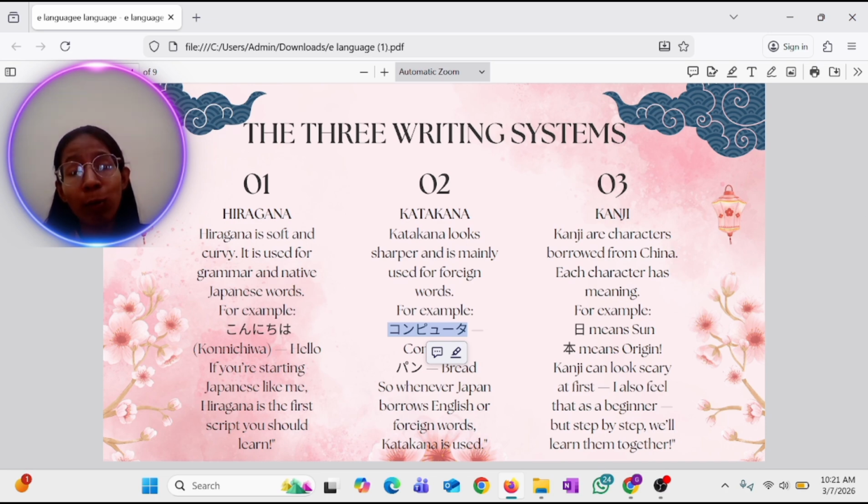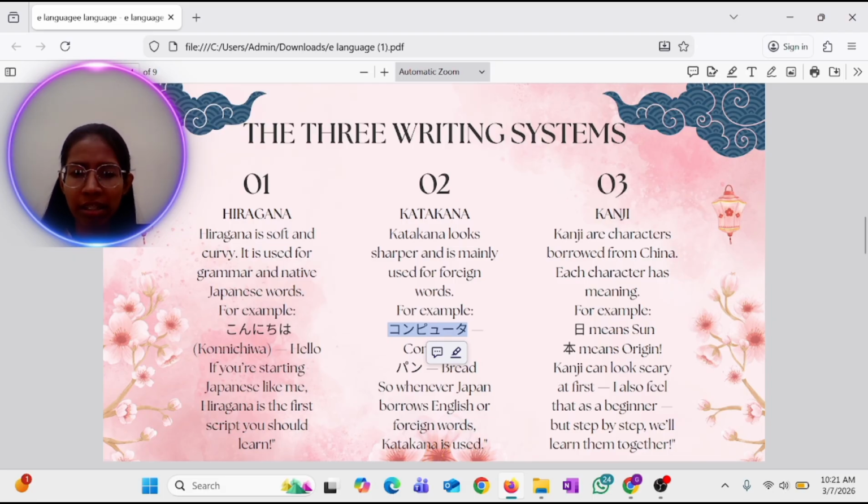Then lastly, there is kanji. There are thousands of kanji, five to six thousand, which are used in Japan nowadays. At least about 1,500 kanji are newly used, but there are about 5,000 kanji available. Kanji are the characters brought from China.